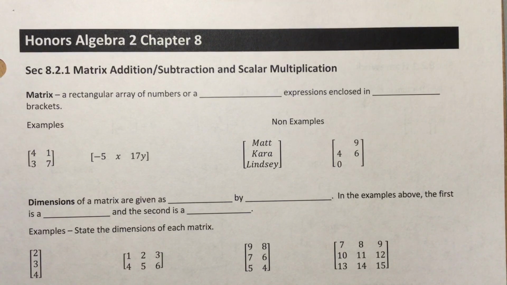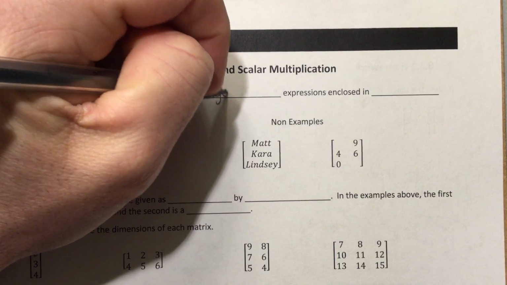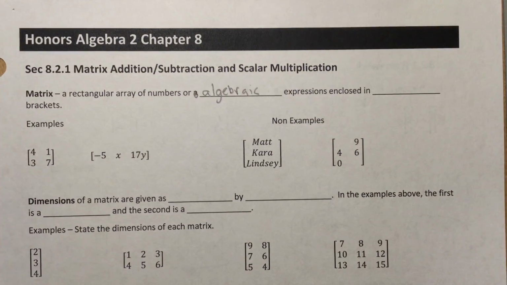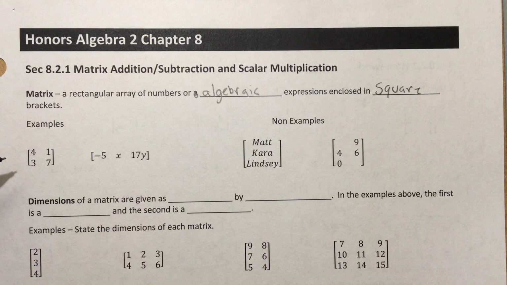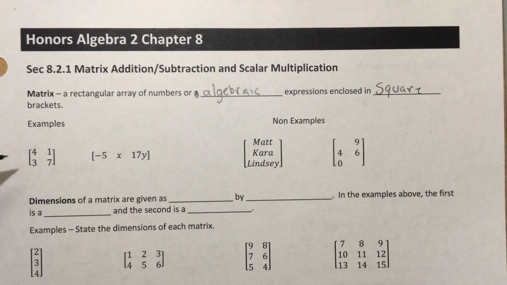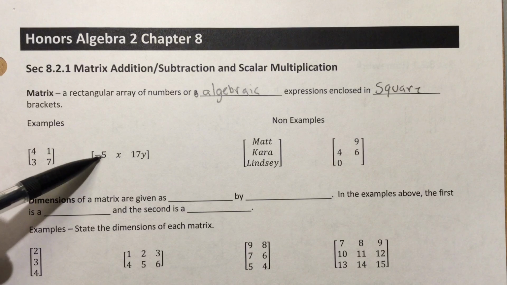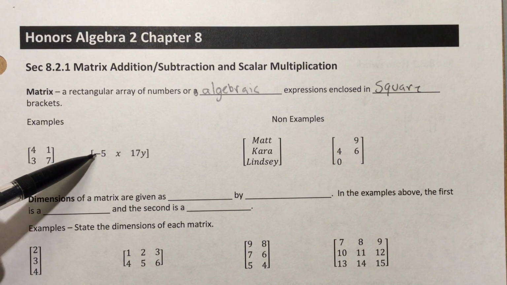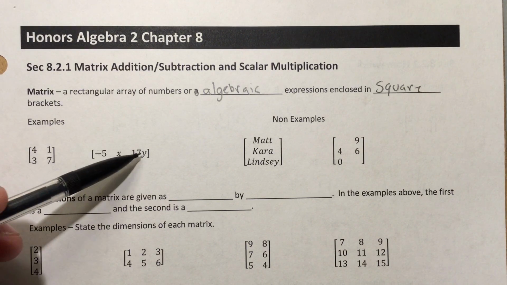A matrix is a rectangular array of numbers or algebraic expressions enclosed in square brackets. So here are two examples. Rectangular meaning you have full rows and columns. The rows and columns are full. These are all numbers and they're enclosed in square brackets. Here, enclosed in square brackets, again it's a full row and the columns are full as well. And this is a number, but these are algebraic expressions.